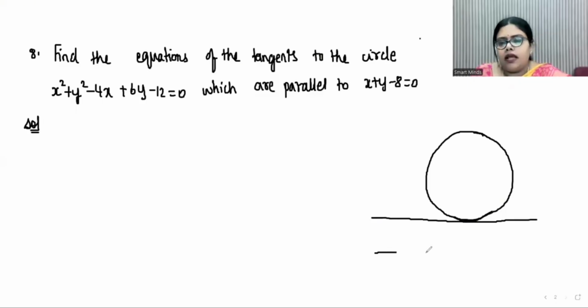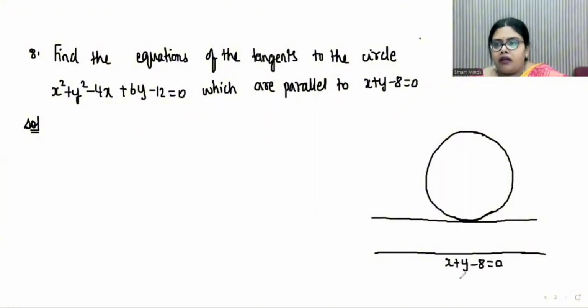And this is a line which is parallel to the tangent. And this line equation is x plus y minus 8 is equal to 0. So whenever you want to find a parallel line, then x and y terms will be the same and the difference comes only by a constant. So in the place of constant, we write k. And this is the center. This is the perpendicular distance. And this is center C.